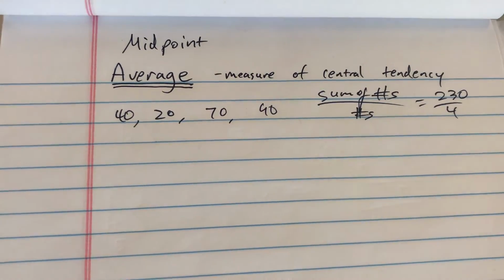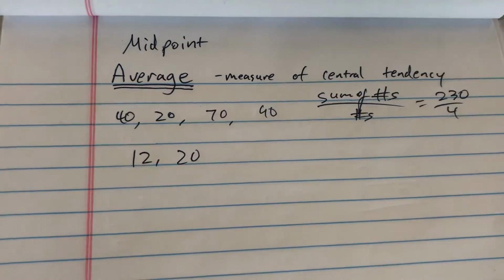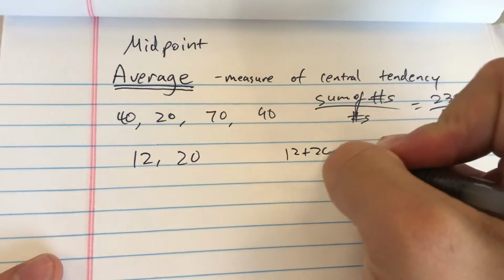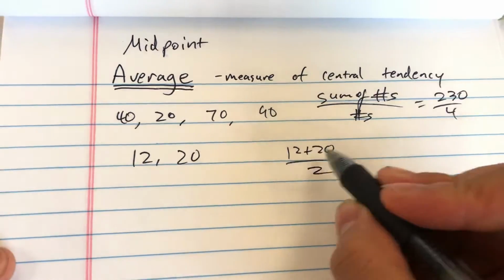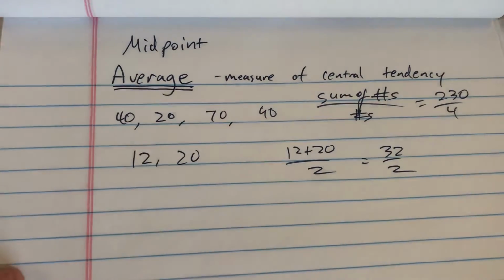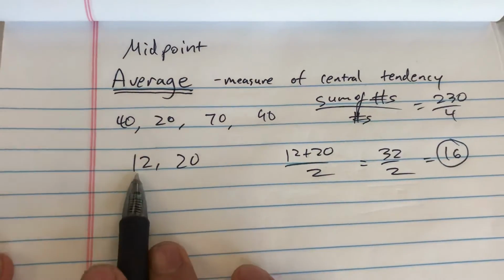So what if I have 2 numbers? Let's just say I have something like 12 and 20, right? And I ask you, hey, what's the average of 12 and 20? You already know what the deal is, right? You basically do 12 plus 20. You divide it by 2 because there are only 2 numbers. And then what you end up getting is 32 over 2. And so 32 over 2 is going to give you 16, right? And so 16 is the number that's in between 12 and 20.